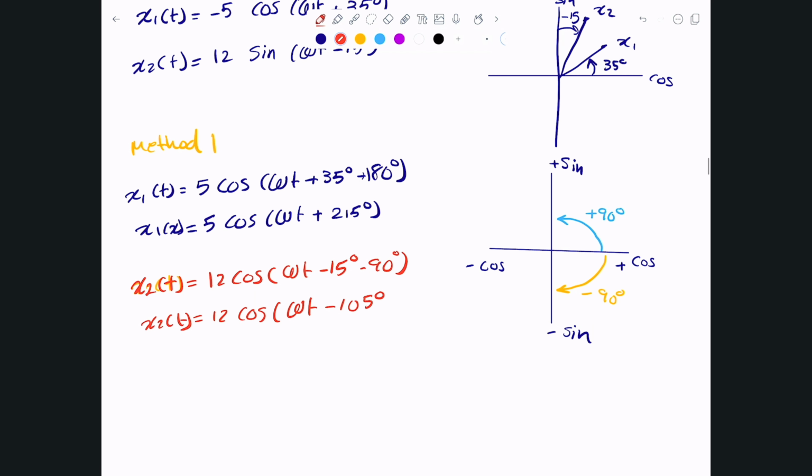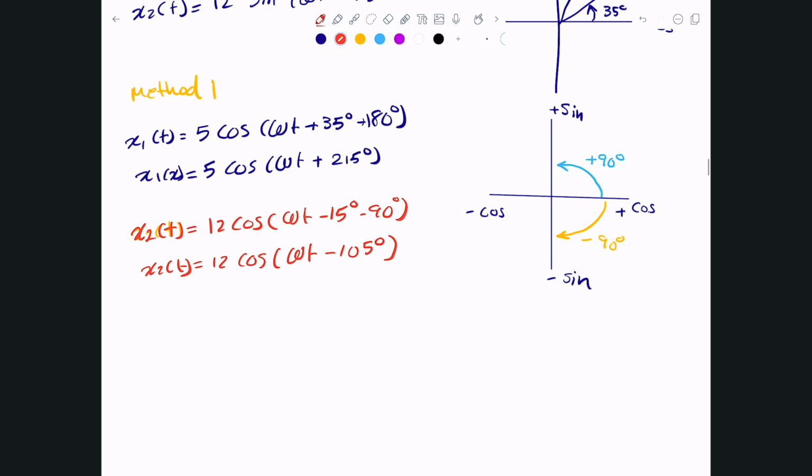Alright, so now we have x1 of t and x2 of t, both of them are cosines, so we can actually figure out which one is leading, which one is lagging. You can plot them as well, and you'll see here. So let me just plot those. So what we have is we have this one in here. And this is the cosine. We wrote everything in terms of cosine, so that's what we care about.